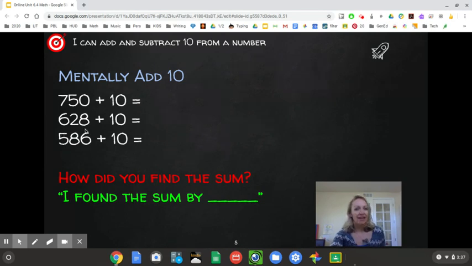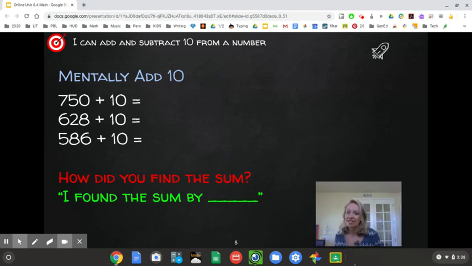Okay, go ahead and try this one on your own. You have 628. You're only changing the number in the tens place, which is the 2, and you're adding 1 to that 2. So you're adding 10 to 20. So go ahead and add that together. Okay, how did you find that? How did you find that sum just now when you added 10 to 628? Okay, so yes, you should have gotten 638 on this one.